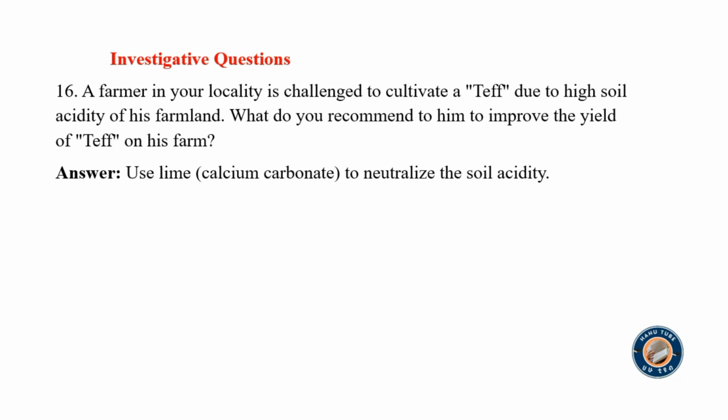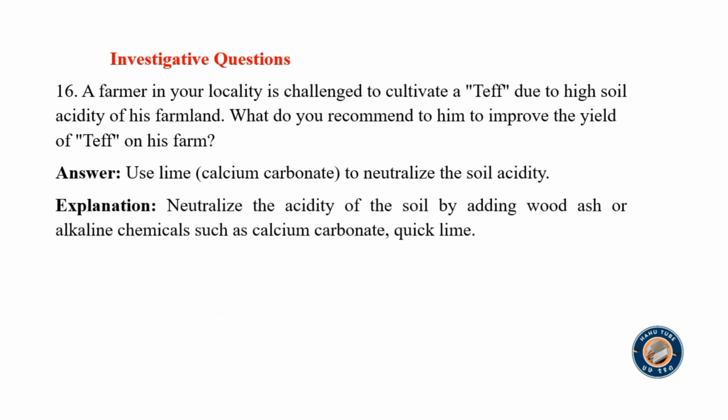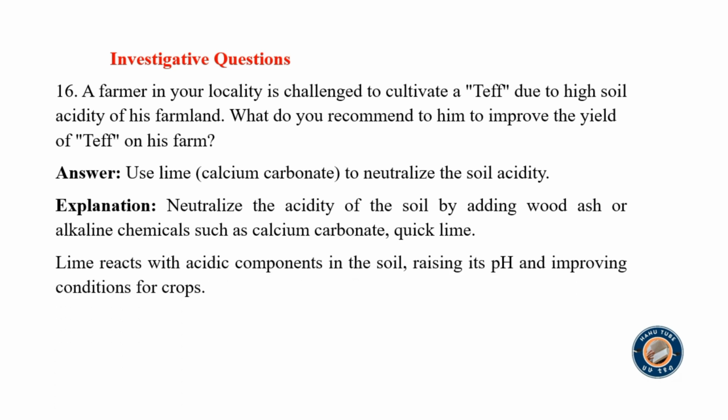The answer is to use lime or calcium carbonate to neutralize the soil acidity. Neutralize the acidity of the soil by adding wood ash or alkaline chemicals such as calcium carbonate and quicklime. Lime reacts with acidic components in the soil, raising its pH and improving conditions for crops.